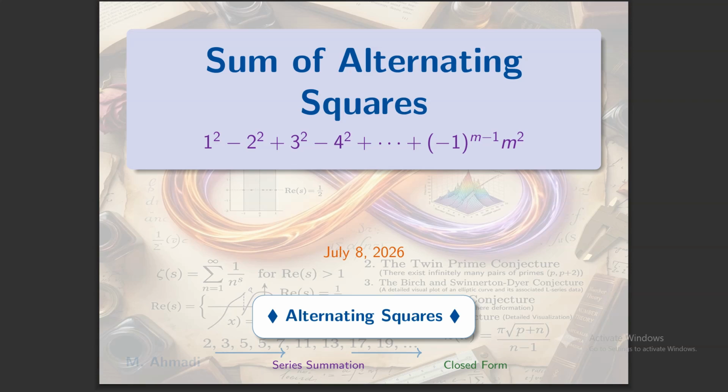At first glance, this may look like a complicated alternating series, but as we will discover, it has a surprisingly elegant closed form. This is a classic problem that appears in many areas of mathematics, from number theory to mathematical competitions. Let's solve it and find a pattern.